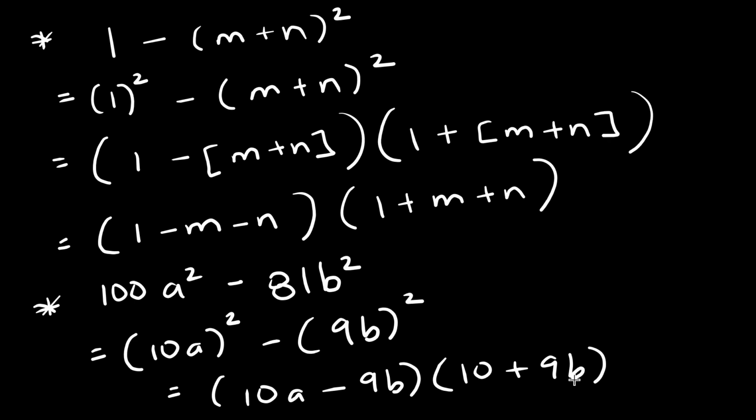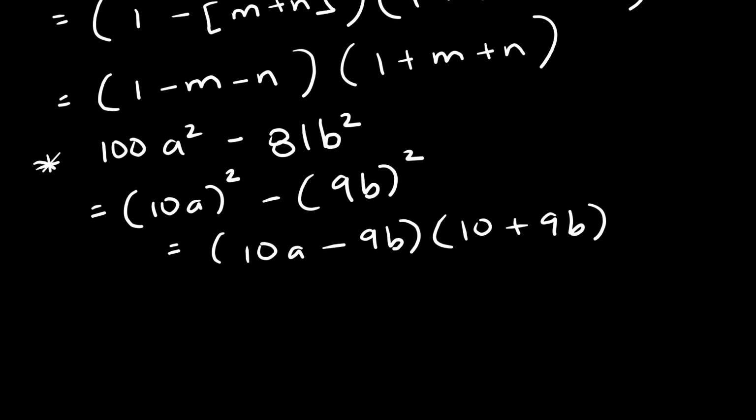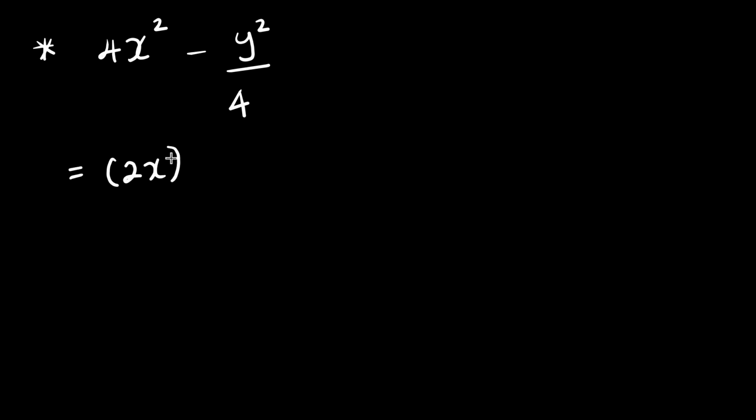All right, let's try something that looks a little bit different. Let's try another one. I'll try to give you as many flavors of this as I can find. All right, let's try 4x squared minus y squared over 4. Prettiest y you've ever seen in your life. I know, but say less. What are the squares? Again, 2x all squared minus y over 2 all squared. You should be comfortable, right?